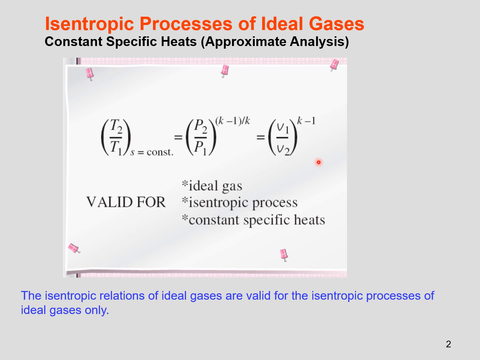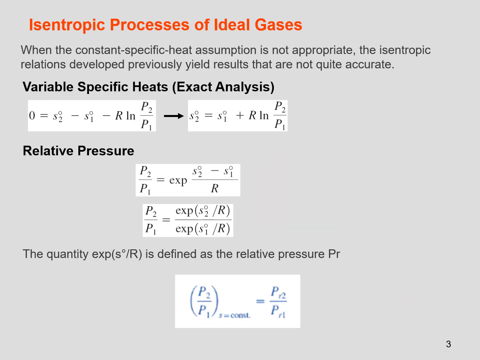The important thing to remember for these equations is, first of all, they're approximations. Second, they're only for ideal gases. They're only for an isentropic process, which is when the entropy is constant. And they're only valid for constant specific heats. If you have a more exact analysis, we can use the tables, which makes it easier in a lot of respects.